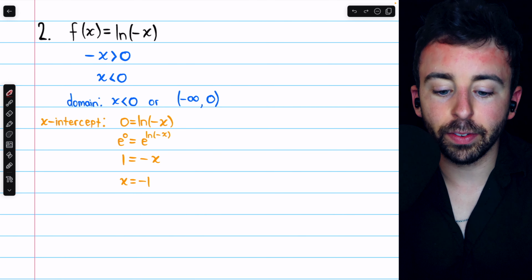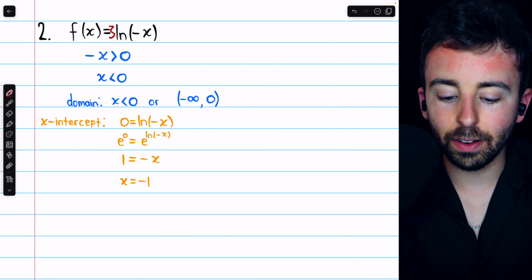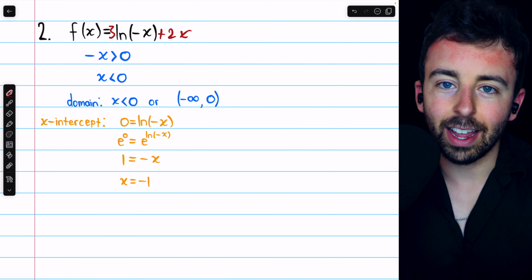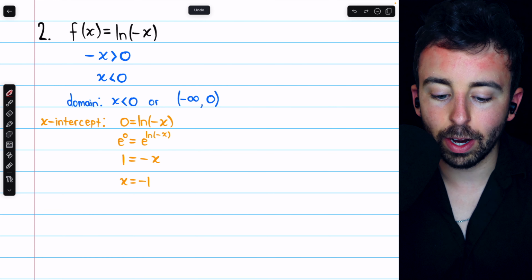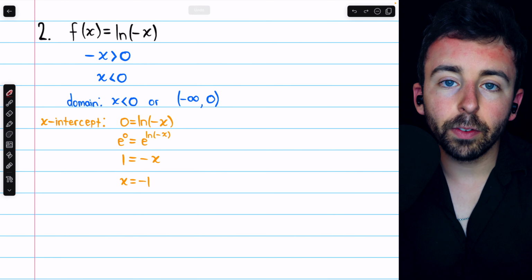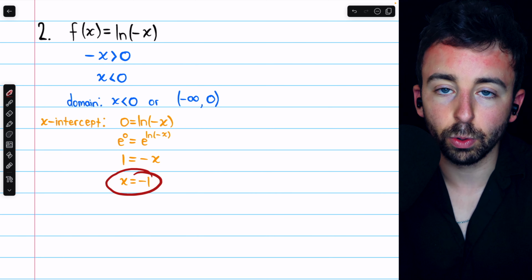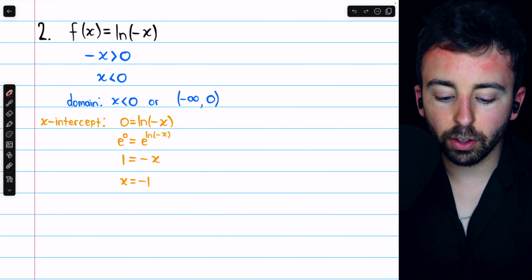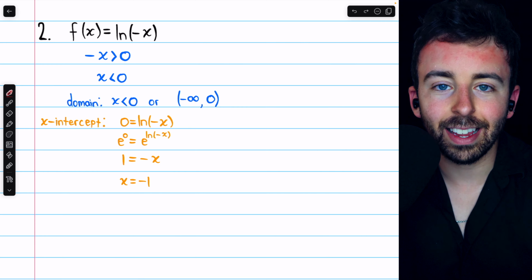Now, it's not so simple if there's other stuff happening outside of the natural log function, but in this case, there's not. So we could just jump straight to taking the argument, negative x, and setting it equal to 1. Either way, of course, we find that x is equal to negative 1. And so that's where this function is going to intersect the x-axis.